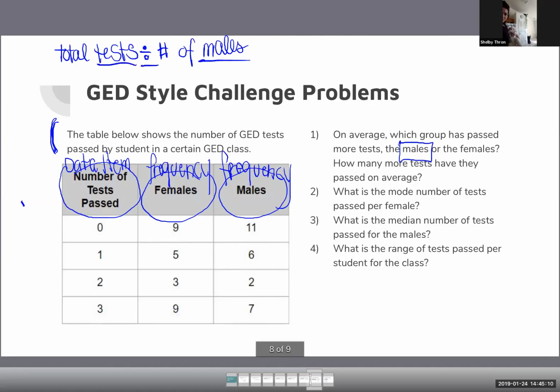So how could we figure out the first number we need, the total tests passed? Help me out. How could I figure that out? Total tests passed by the males, of course, since we're looking at the males.